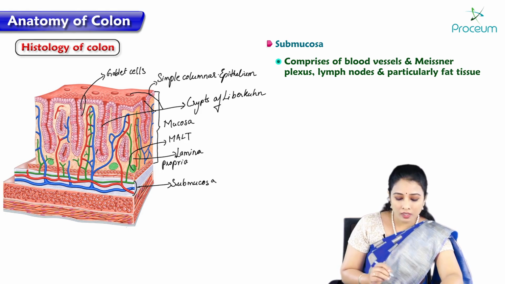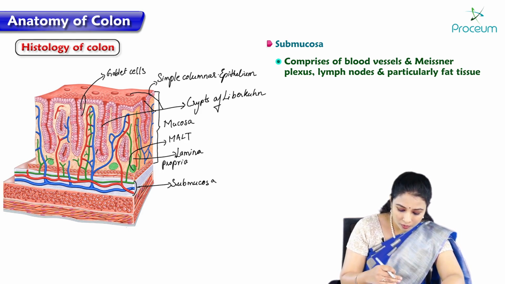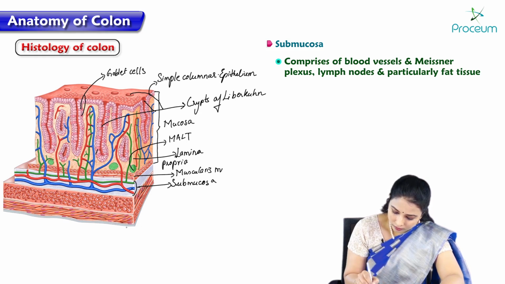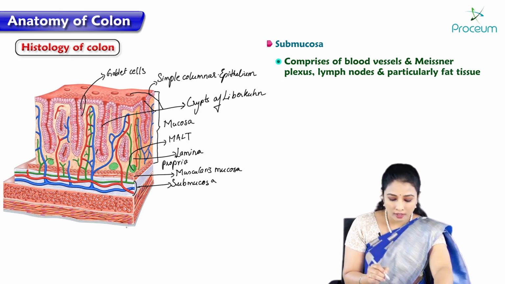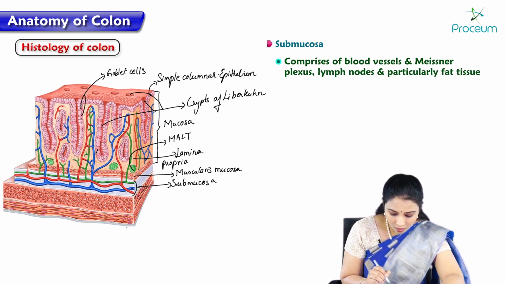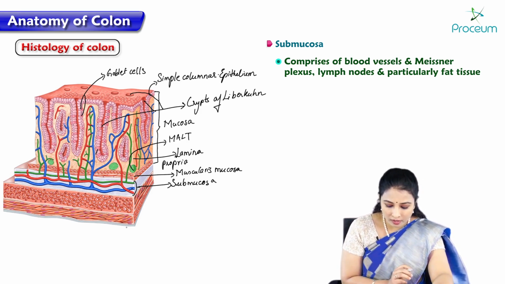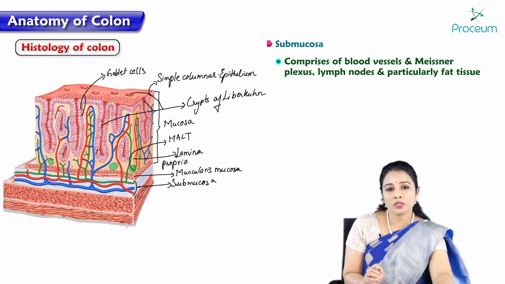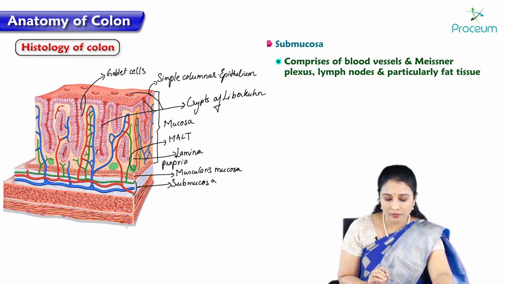And one thing to say here, between the mucosa and submucosa, they are separated by a thin layer of muscle which is called the muscularis mucosa. Muscularis mucosa contains an inner circular and outer longitudinal layer of muscle, which is a thin layer of smooth muscles, and this muscularis mucosa is a part of the mucosa itself.